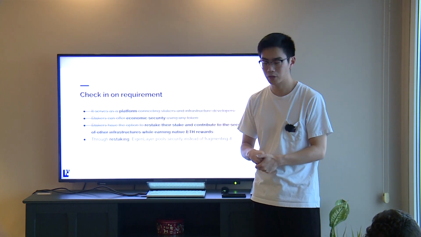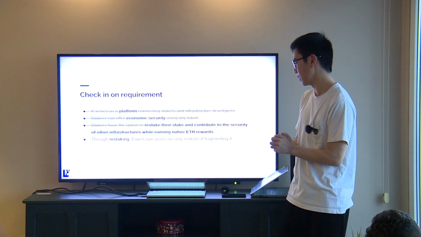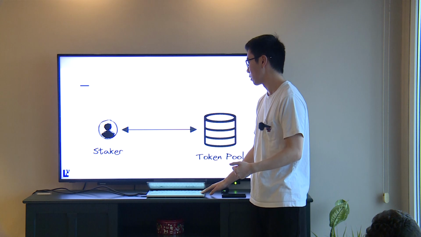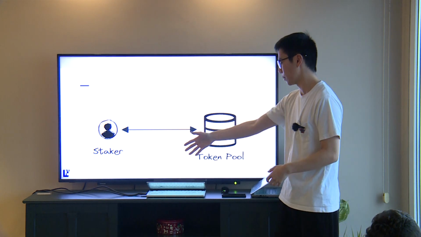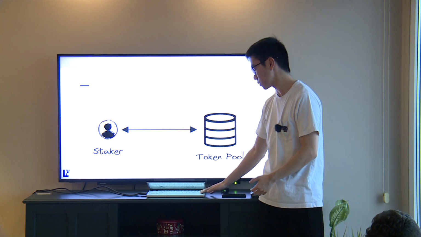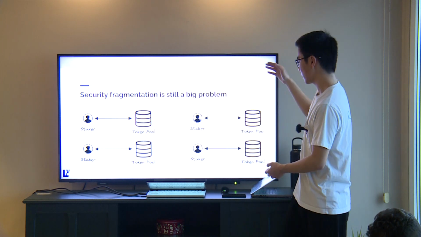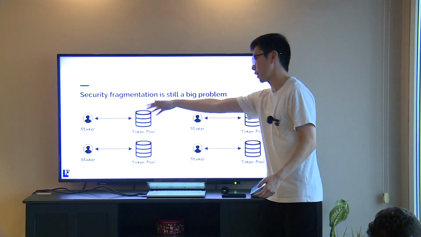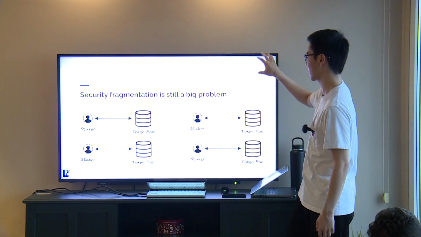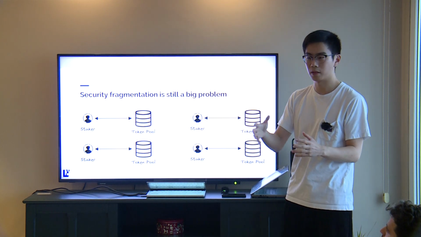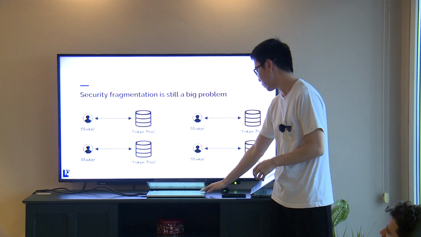This part we haven't touched on. Basically, how do we solve the fragmentation of security problem, and can we achieve shared security? So this is the current design: you deposit something into the token pool, and the token pool has some slashing condition subject to it. And then you run into the same security fragmentation problem. If I stake into this token pool, I can't stake into that token pool, which has a different commitment logic, etc., etc.